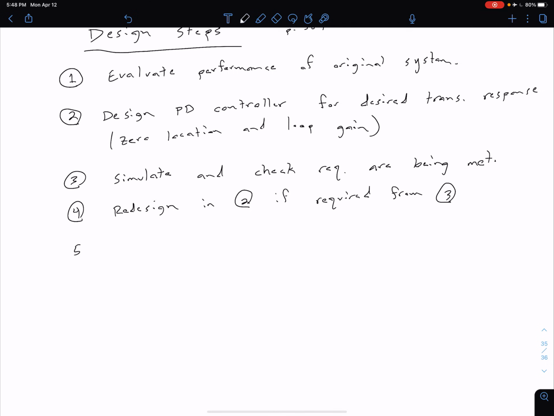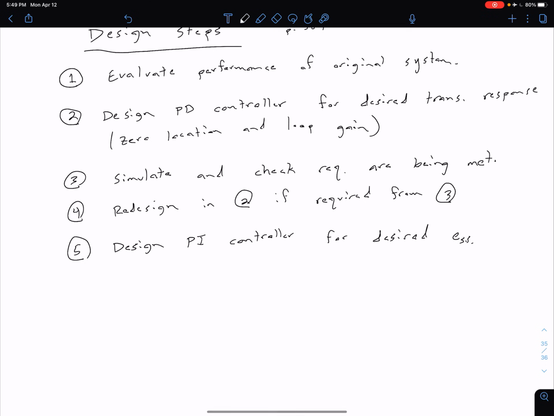So our 5th step is then to move on to our PI controller. Now we're trying to improve our steady state error. So we want to design our PI controller for our desired steady state error.